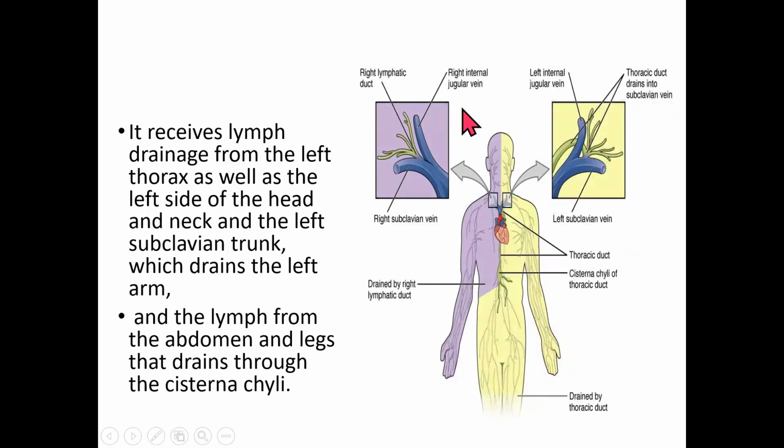It receives lymph drainage from the left thorax as well as the left side of the head and neck, and the left subclavian trunk from the left arm. Also it drains lymph from the abdomen and legs that drains through the cisterna chyli. This is in the picture.